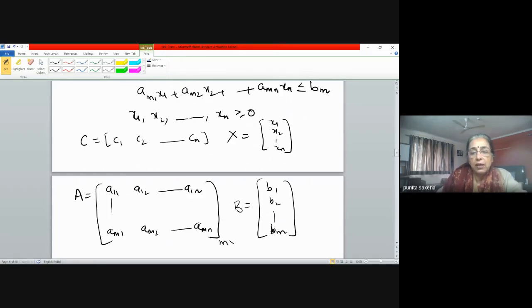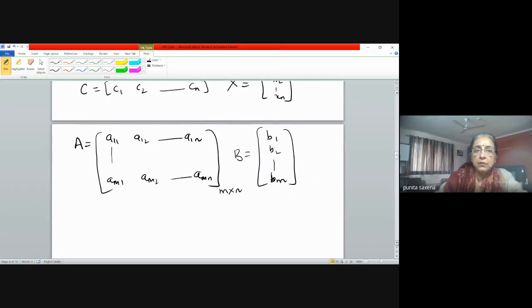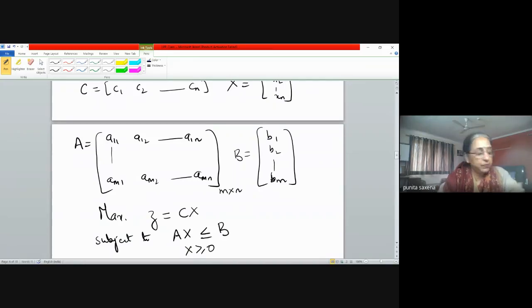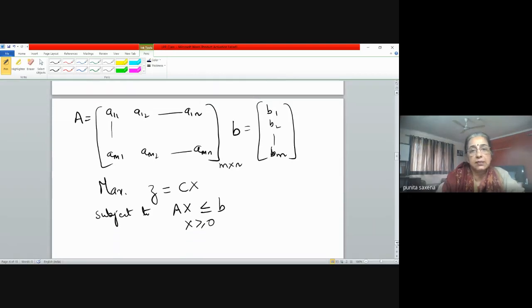see what is the order of A? m cross n. Because there are m constraints and n variables. And I can rewrite my linear programming problem as maximize z equal to cx subject to ax less than or equal to b, x more than or equal to 0. कर सकते हैं कि नहीं? In fact, let's do one thing, because तुम्हारी बुक में यही notation use किया हुआ है, so I'll also use the same notation here. They're calling it as small b. Okay, लिख सकते हैं? Or because capital B denotes something else in the book also.